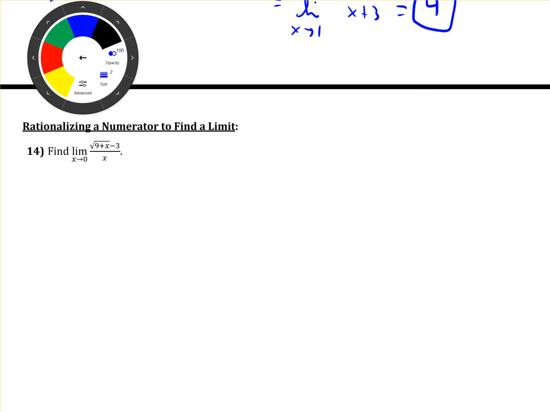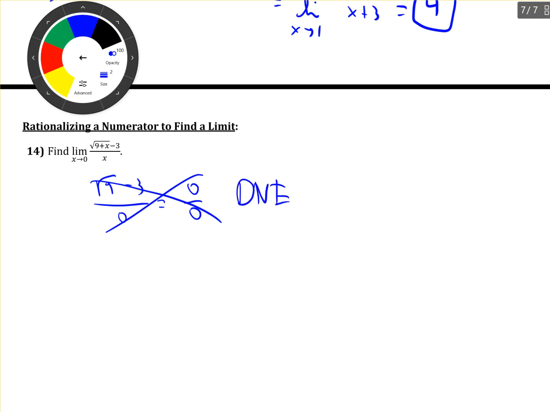So, last example: find the limit as x goes to 0 of square root of 9 plus x minus 3, over x. Your first temptation might be, well, it's a root, it's division, so let's plug in 0. If we plug in 0, I get square root of 9 minus 3 over 0. I get 0 over 0. Well, again, not very helpful. Again, that does not mean it's undefined. The most common mistake here is to say does not exist, but we do not want to do that. Again, the value of the function doesn't exist, but the limit may or may not.